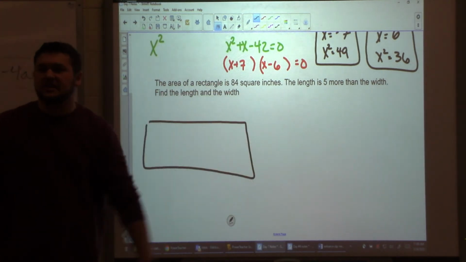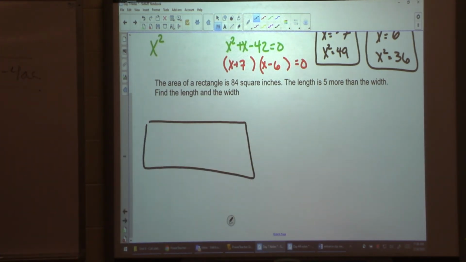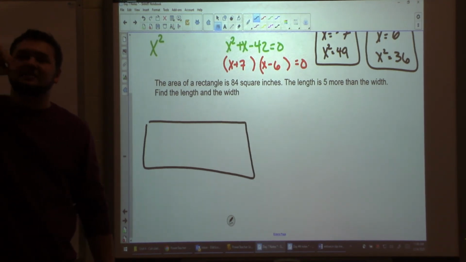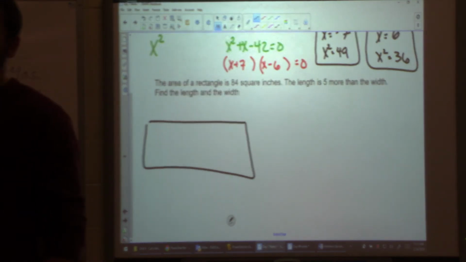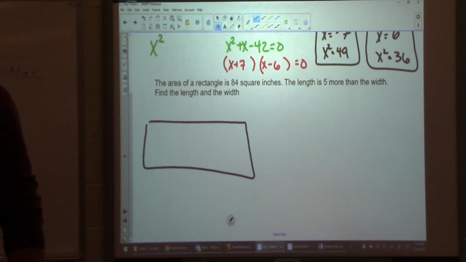The area of a rectangle is 84 square inches. The length is 5 more than the width. Find the length and the width. Do I know either the length or the width? What do you know? The area of the rectangle is 84 square inches.